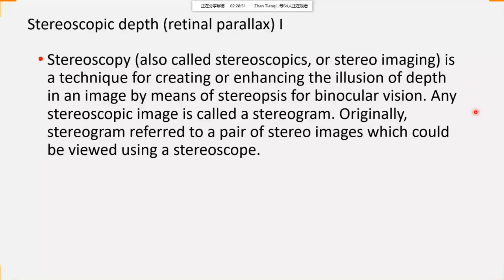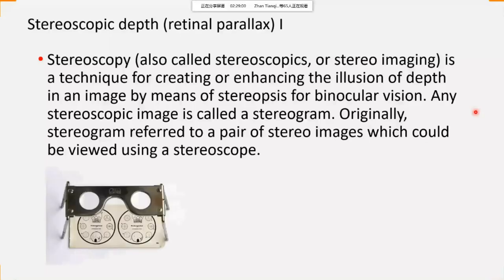Originally, stereogram referred to a pair of stereo images which could be viewed using a stereoscope. Maybe you have tried that. This is a simple one. It's used, for example, in remote sensing. If you have two aerial images from slightly different perspectives and you look at them side by side, you can use such a stereoscope and then you get a three-dimensional impression.